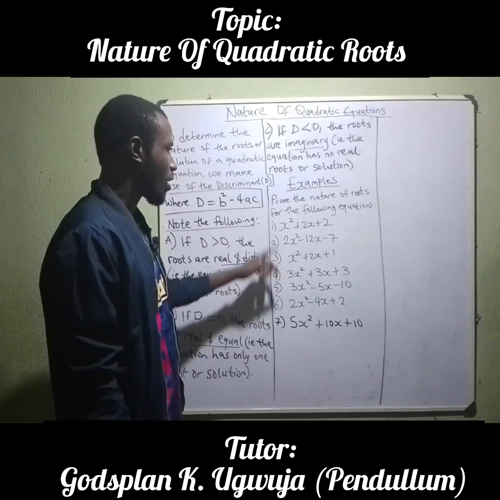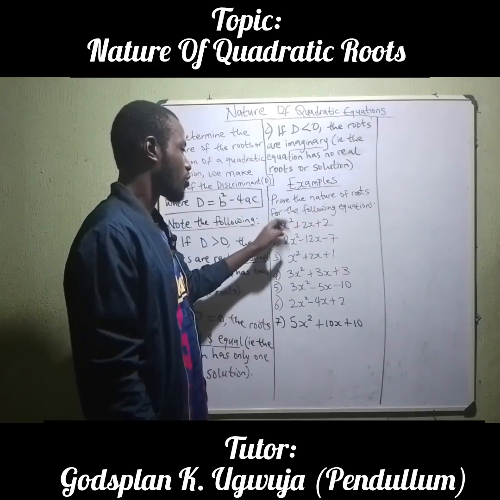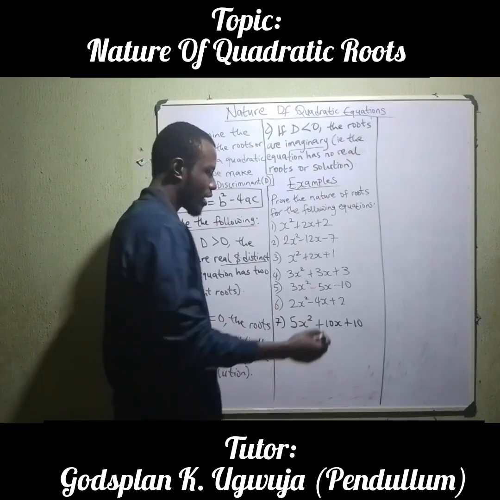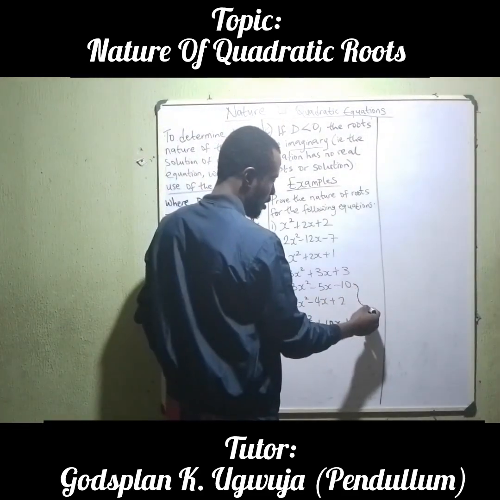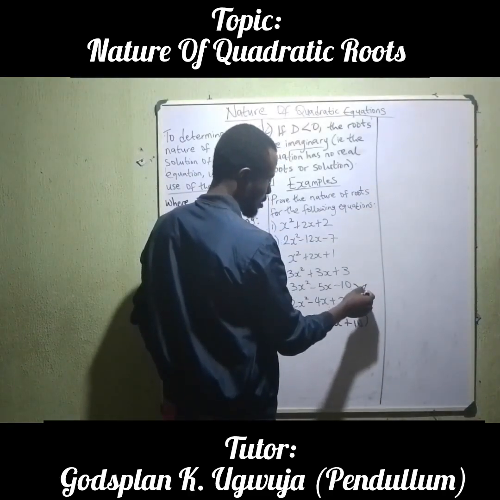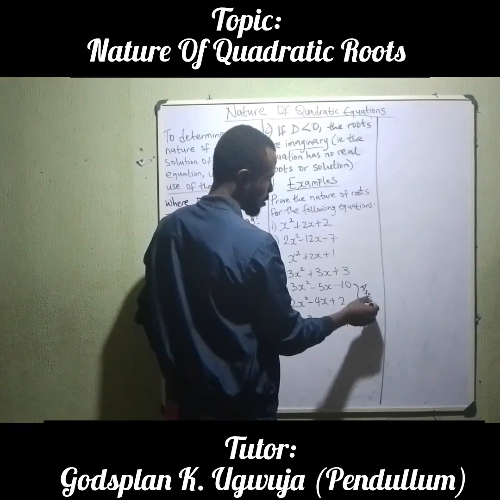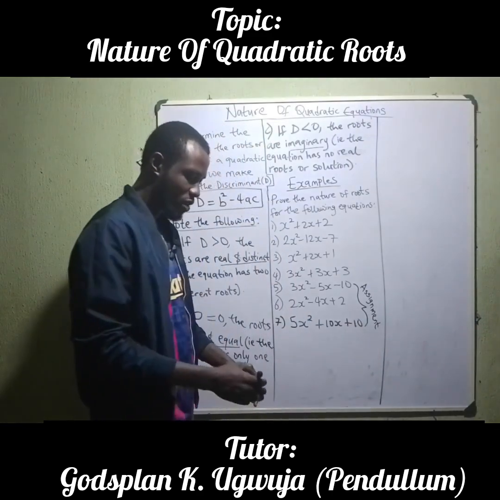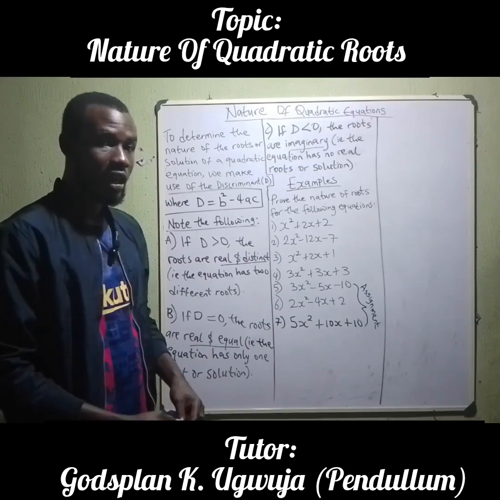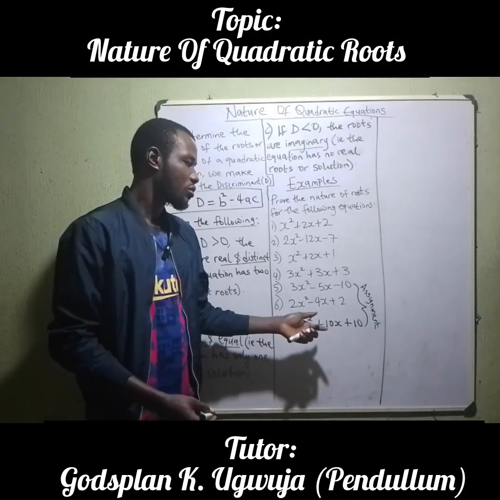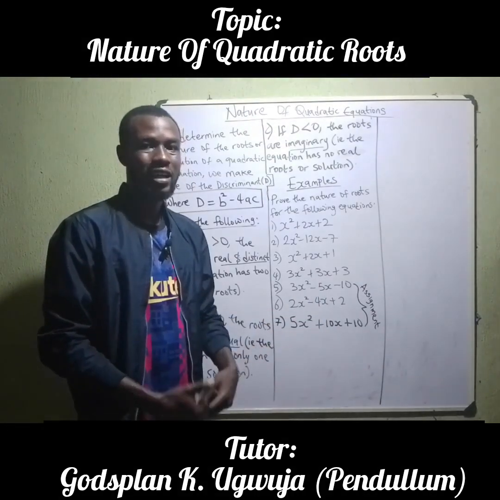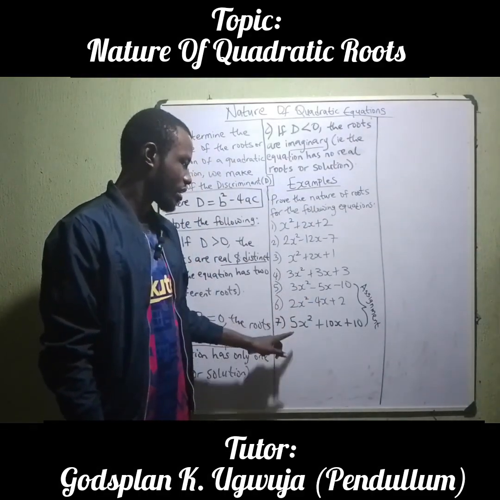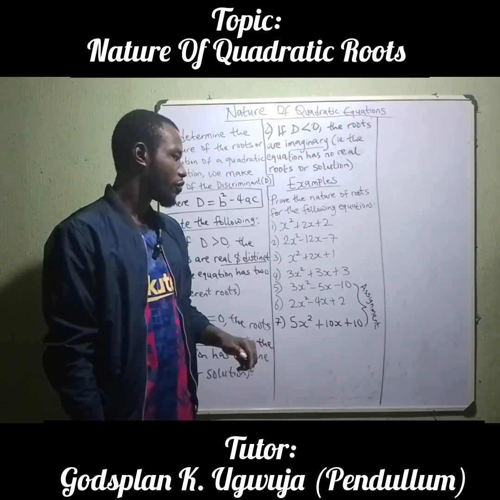I have about 7 examples here. We are asked to prove the nature of roots for these equations. Now what I'm going to do, I'll do the first 4 and then I'll leave you to do these 3 as assignment. You know I always give assignment on this channel because I believe that it is by actually trying your hands at this that you can be sure that you've understood it. That's the only way you can test your understanding of what you've learned. So I'll leave these 3 as assignments and then I'll do the first 4.